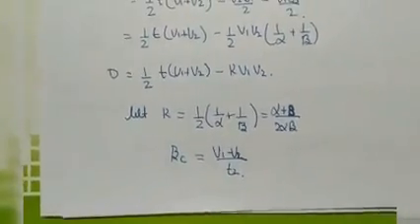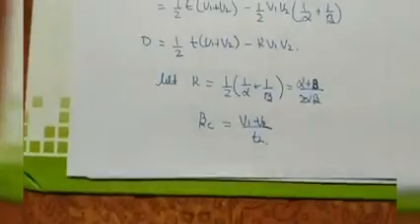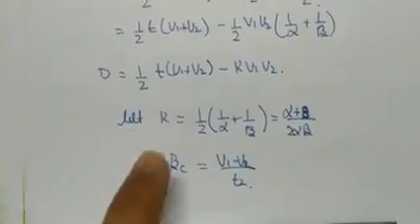As I told you, there is a new constant, beta c, that is the retardation during coasting, and that would be (v1 minus v2) upon t2. So this is the speed.